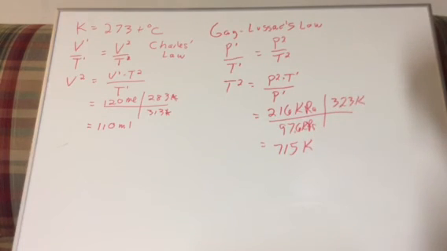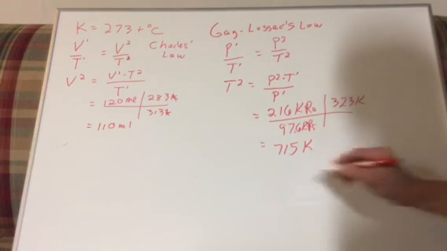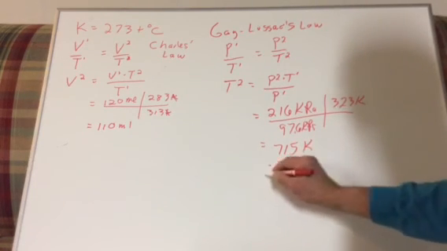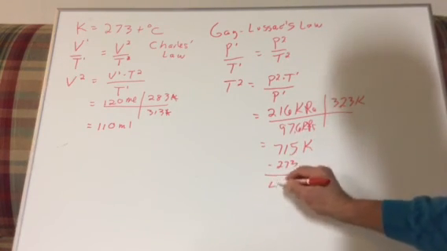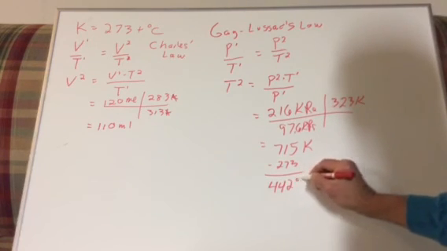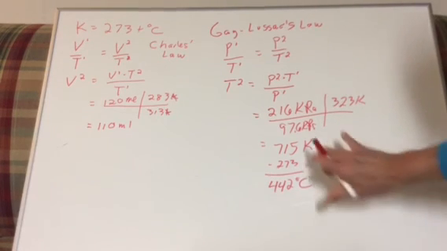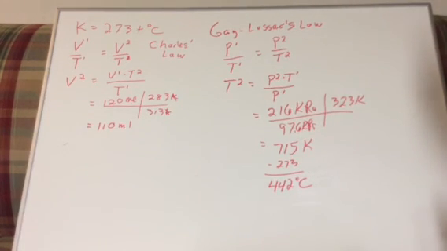Now, this didn't ask us to do that. If it asked for degrees Celsius, then you would have to subtract 273 from this, and then you would get 442 degrees Celsius. Now, notice when you're looking with Celsius, it is degrees Celsius. In Kelvin, there's no degree sign. It's called the absolute temperature scale, and with that in mind, that's why we don't have a degree with it.